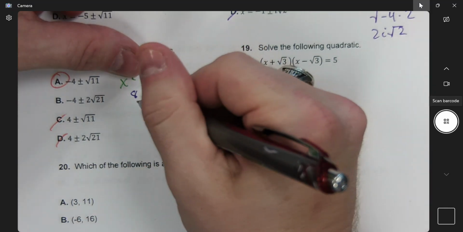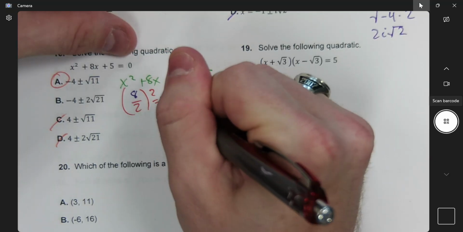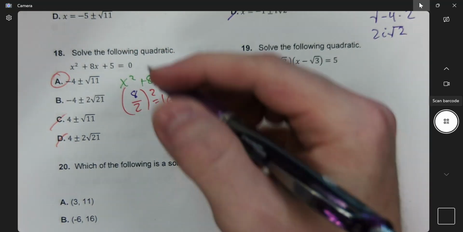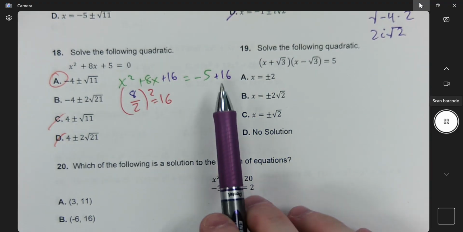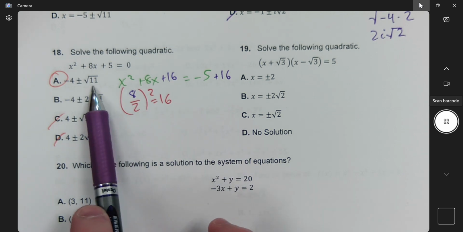Divide by 2, you'll get 4. Square your 4, and you'll get 16. So we add 16 here and here. Because whatever you do to the left, you've got to do to the right. And -5 plus 16 is 11. Boink! There it is.